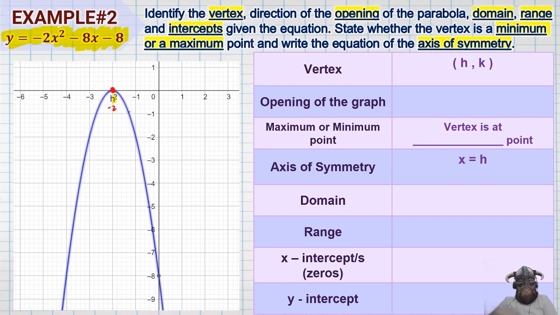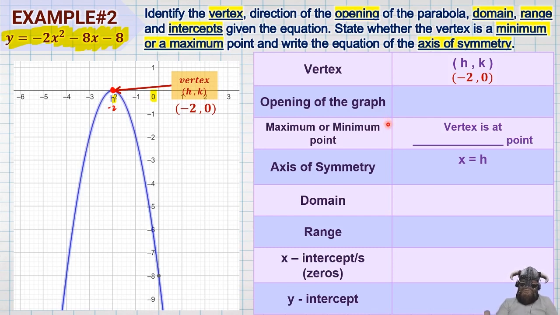Then, hindi siya tumaas. Hindi rin siya bumaba. So, nag-remain lang siya sa y value na 0. So, negative 2 tsaka 0, that will be your vertex. So, negative 2, 0 yung vertex natin. Lagay lang natin siya dito sa table. Negative 2, 0. Then, next, madali lang din to sagutan.